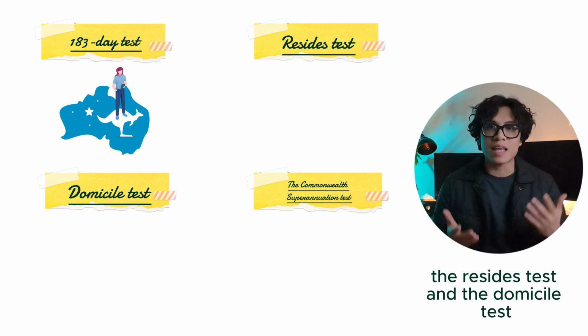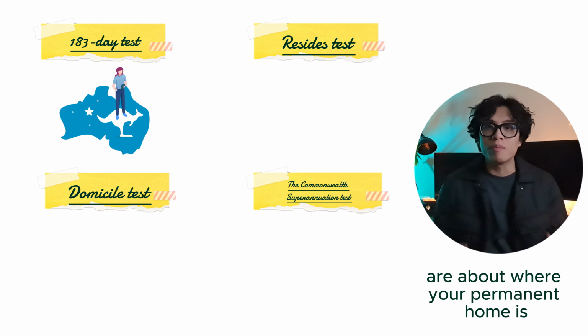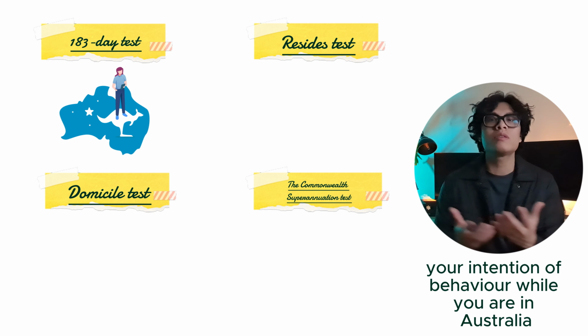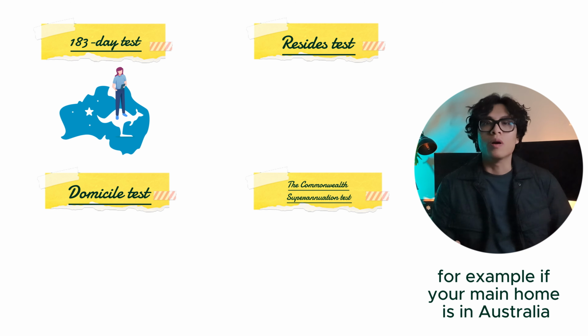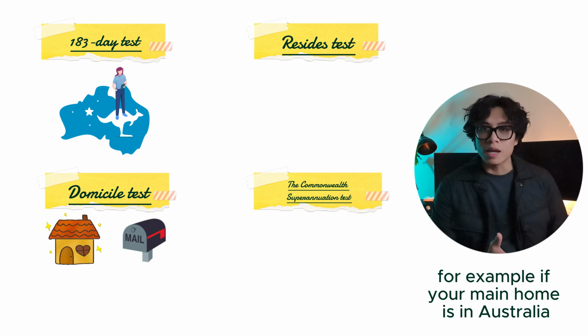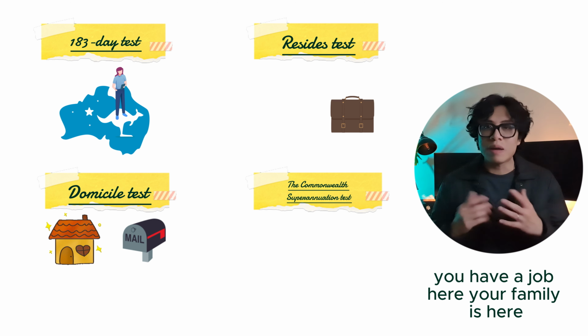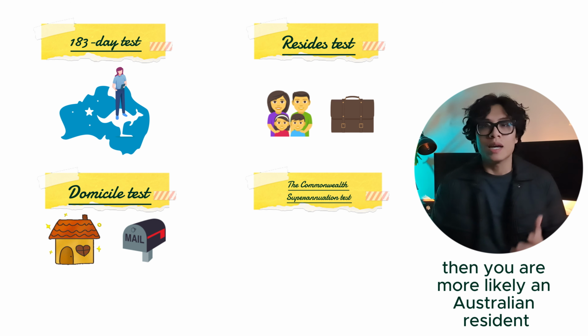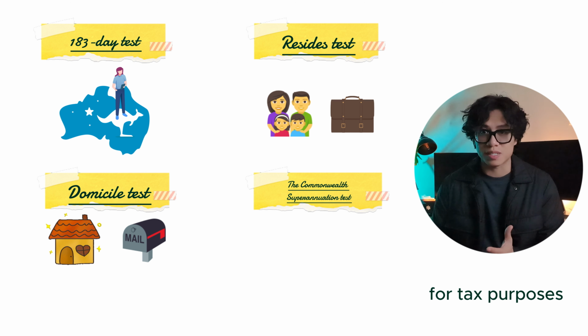The reside test and domicile test are about where your permanent home is, your intention or behavior while you are in Australia. For example, if your main home is in Australia, you have a job here, your family is here, then you are more likely an Australian resident for tax purposes.